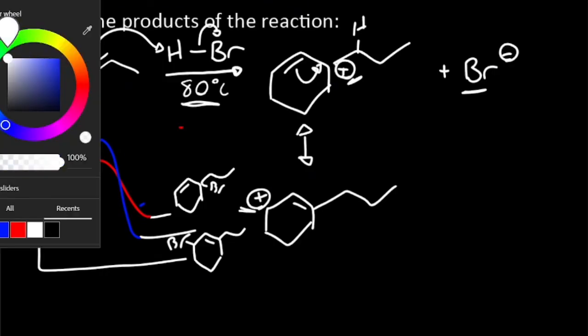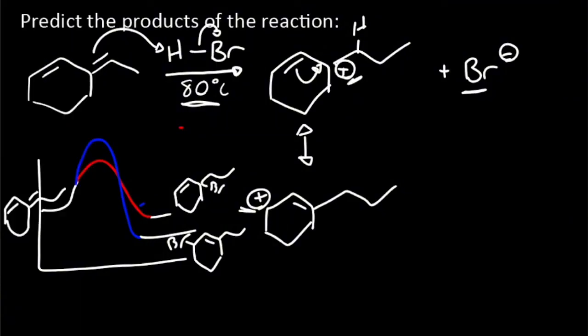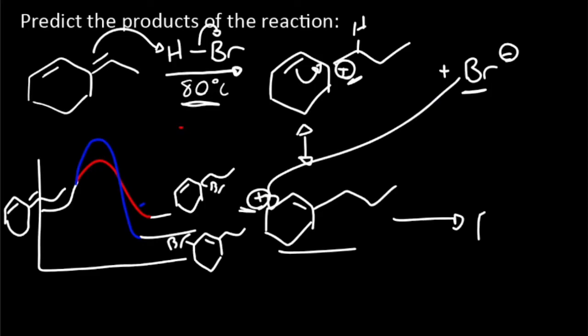So in this case, at high temperatures, we are going to form the thermodynamic product, which is going to be through this resonance form. So the bromine is going to attack on this carbocation, and we are going to form here. Now, I haven't really explained why this is more stable. The reason is because of this double bond. This double bond right here is a tri-substituted double bond. It's got a carbon here, and carbon here attached to it.